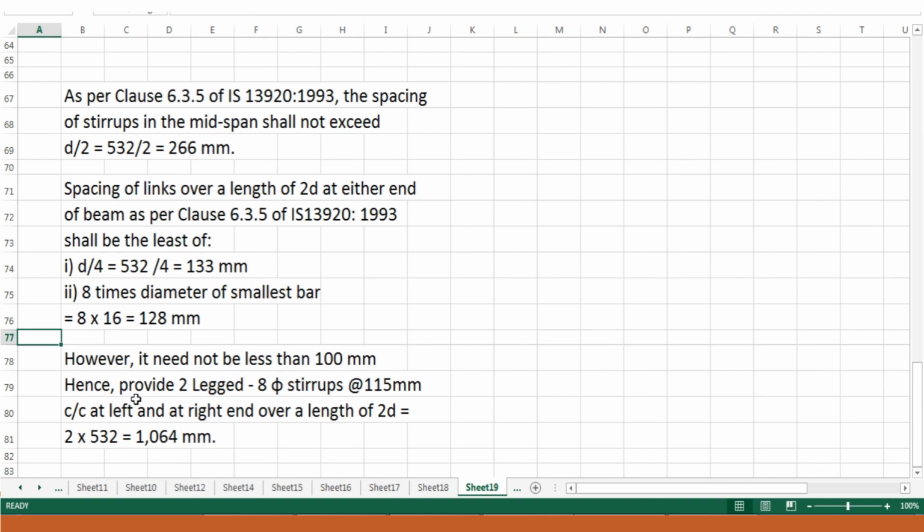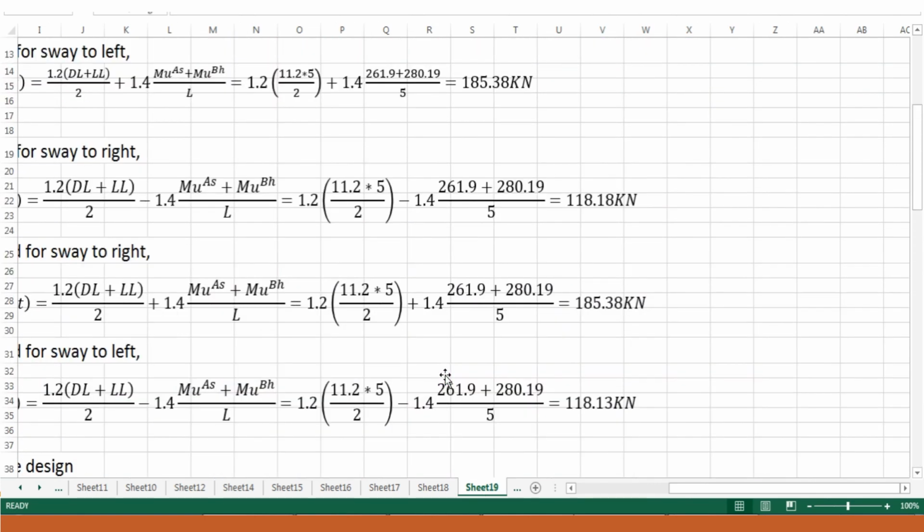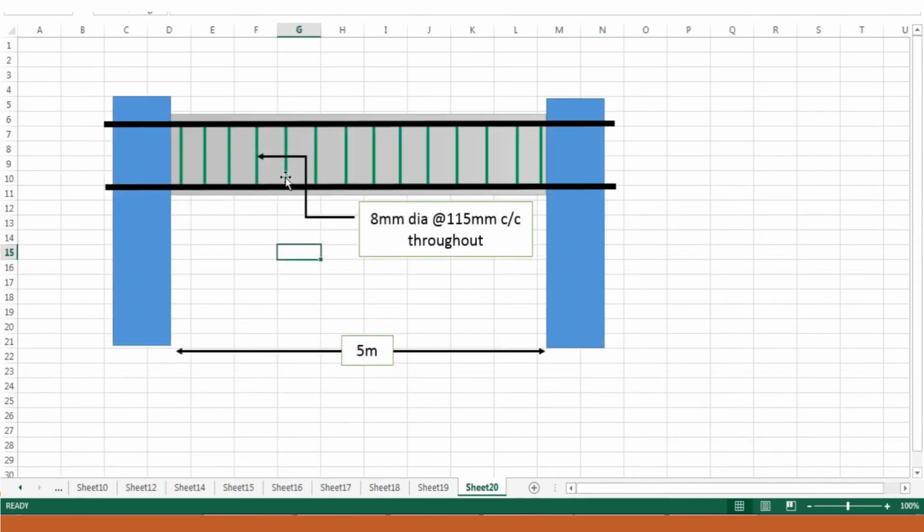Hence, what we are providing is two-legged 8 mm stirrups at 115 mm center to center at left and right ends, over a length of 2D, which is this much, 1064. But even for the center portion, we need to provide the same. So we can go on for the whole of the beam. We can provide 8 mm diameter stirrups at the rate of 115 mm center to center throughout the 5 meters length of the beam.